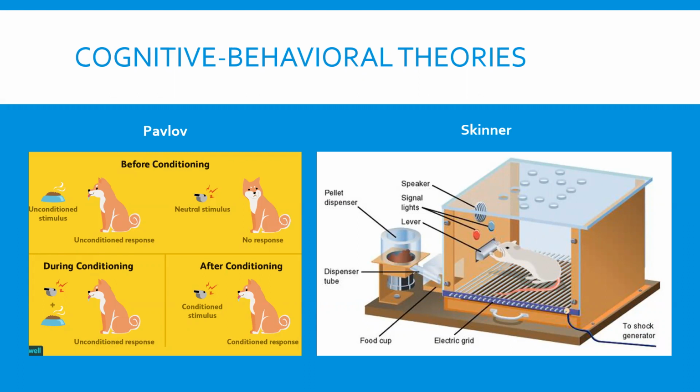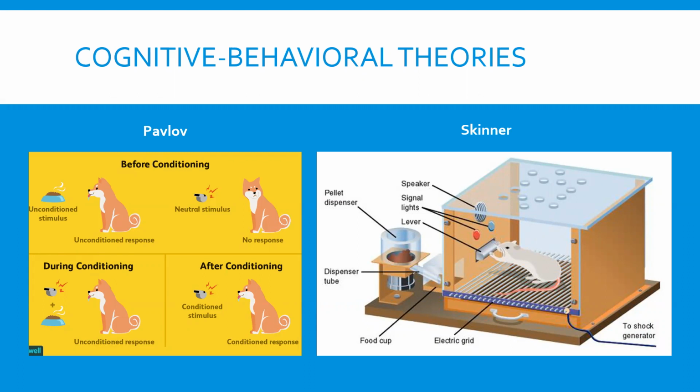Skinner did a different type of conditioning, and it was called operant conditioning. And this is based on reward and benefit for different actions. So what they did is they trained a rat to press a lever to dispense their food. That was the reward. Every time they touched the lever, they received food.